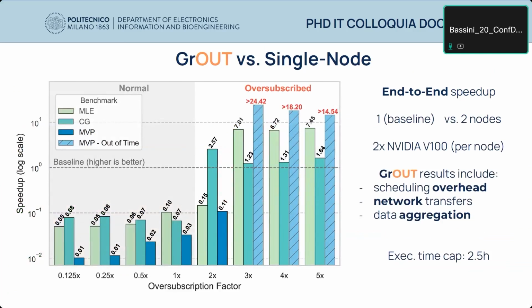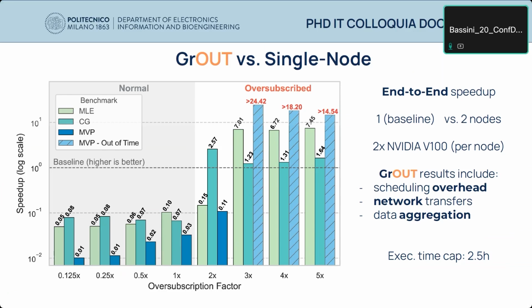This is one slide where I will focus the entire 2 minutes that I have. So GROut versus a single node execution. A single node is executing its normal pipeline, and it's becoming oversubscribed. On the x-axis, you have the different oversubscription factors, where 2x means that I am using 2 times the available memory that I have on my hardware accelerator. And we tested different benchmarks, a machine learning ensemble model, conjugate gradient, and matrix vector product. These are some benchmarks used to perform this characterization.